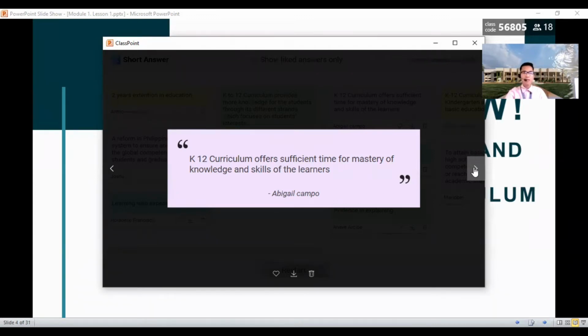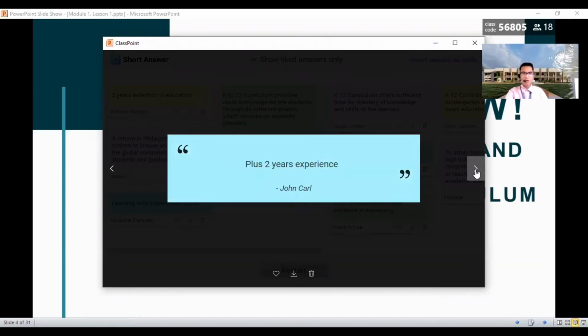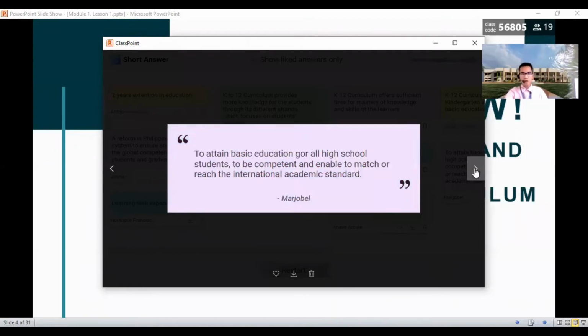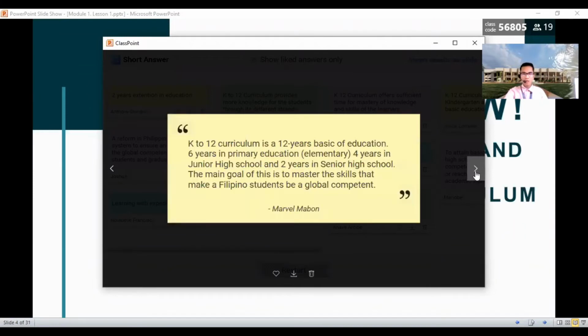It is because it is integrated na siya or spiral progression na siya. These 4 disciplines are actually present in every grading period. Nakikita na natin siya, well distributed in every grading period in 1 year level or in 1 grade level. According to John Carl, plus 2 years. According to Miss Cordero naman, develops and enhances skills, provides quality education.